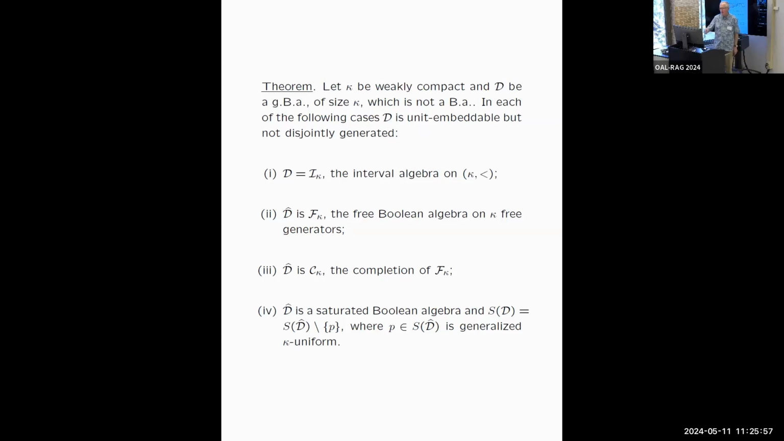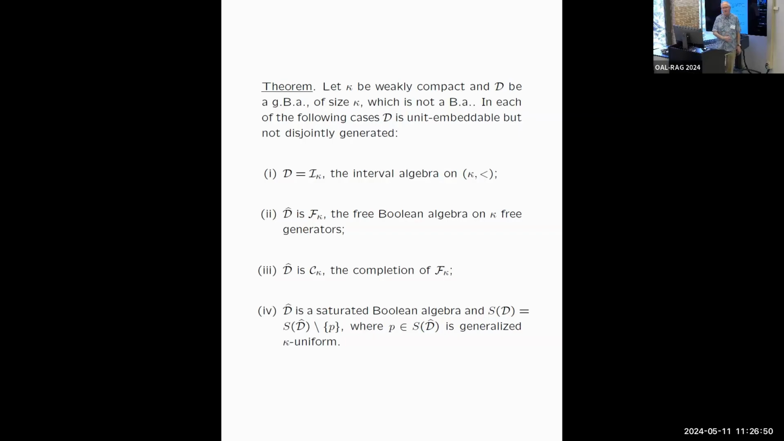Or if the Boolean algebra associated with B is what's called saturated, which is a Boolean algebra. Well, if people have questions about what these are, this is the model theoretic notion of saturation. They are saturated, that is, universal and homogeneous. But anyway, a maximal ideal in this Boolean algebra corresponds to the complement of a point in the Stone space. And if you take a special kind of point, again, I can tell you what this definition is later, you get an example of this theorem where you have something that is unit embeddable but not disjointly generated.